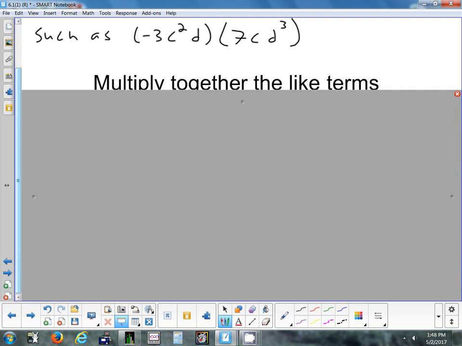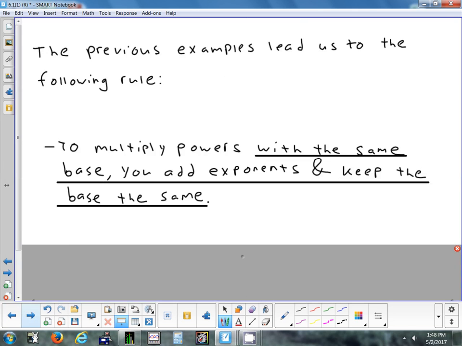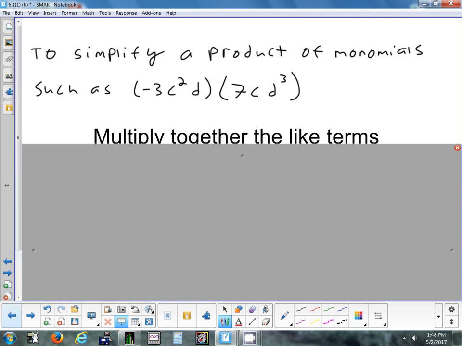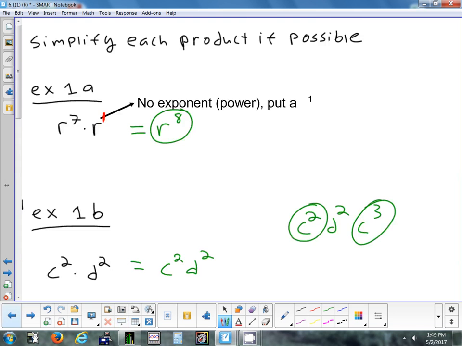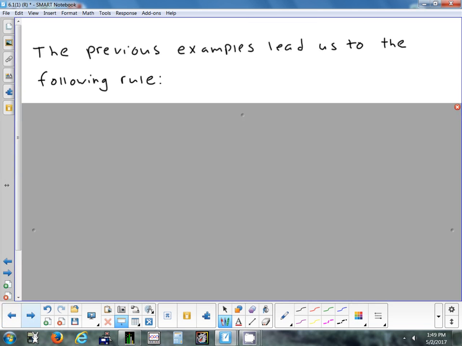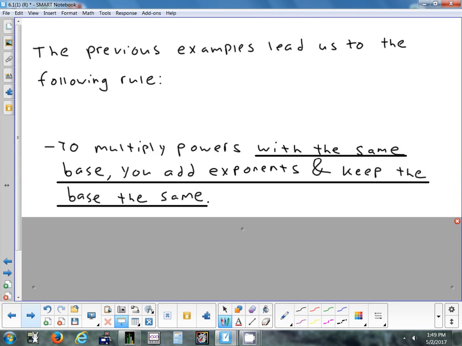Antonio said if we'll say the like terms, we could say about the bases, right? The bases have to be the same. If the base is the same, what do we do with the exponents? Yeah, if the bases are the same, we're going to add the exponents. And basically, that's what we're saying right there.